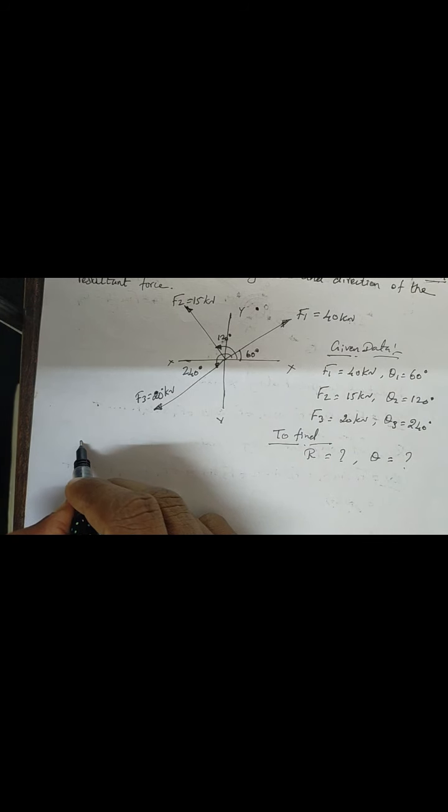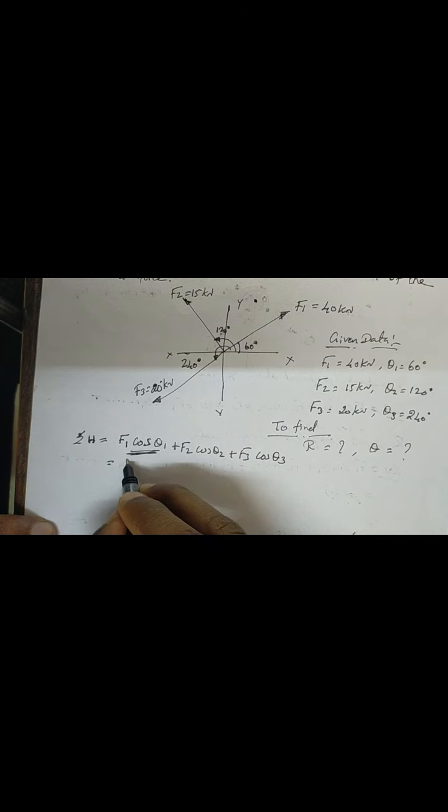How can we solve this problem? First of all, you find the summation of horizontal components. You are going to consolidate all horizontal components. So you know the formula: F1 cos theta 1, because for the horizontal component you use cos theta, plus F2 cos theta 2 plus F3 cos theta 3.